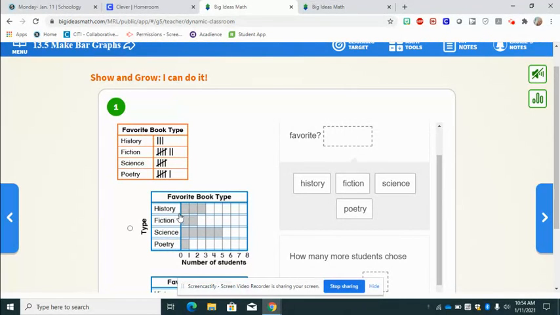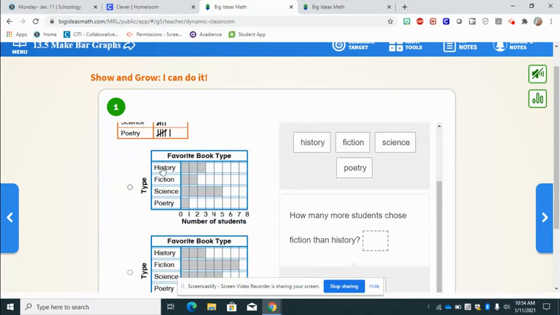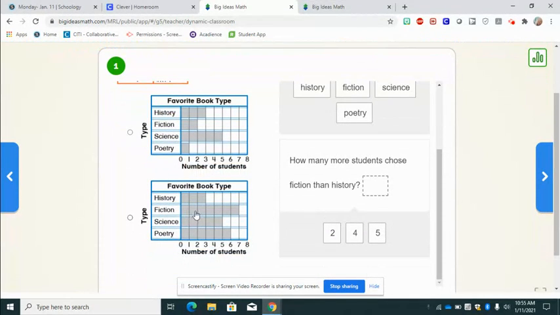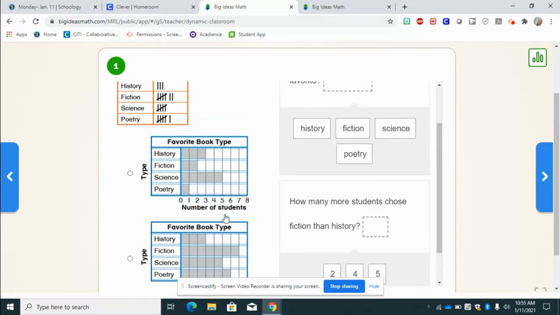So we're looking for history with 3, fiction should have 7, and if we look at this bar graph, fiction only has 2, so I know that this one doesn't match. So I'll look at the next one. History should have 3, and fiction should have 7. So 1, 2, 3, 4, 5, 6, 7. So that matches. Let's check the rest.